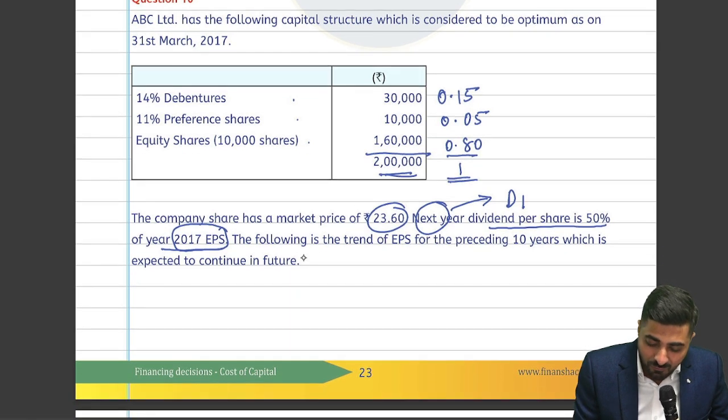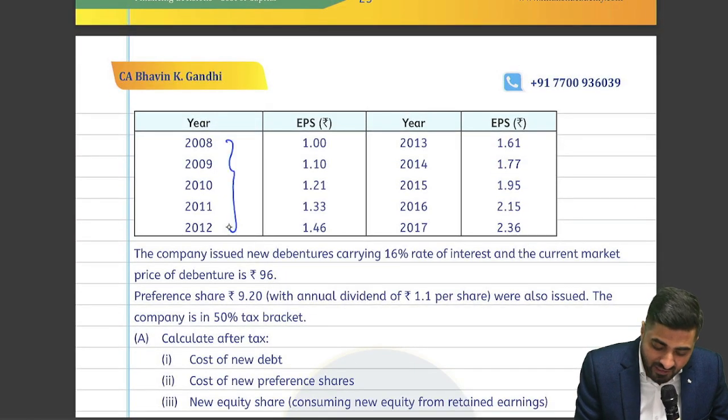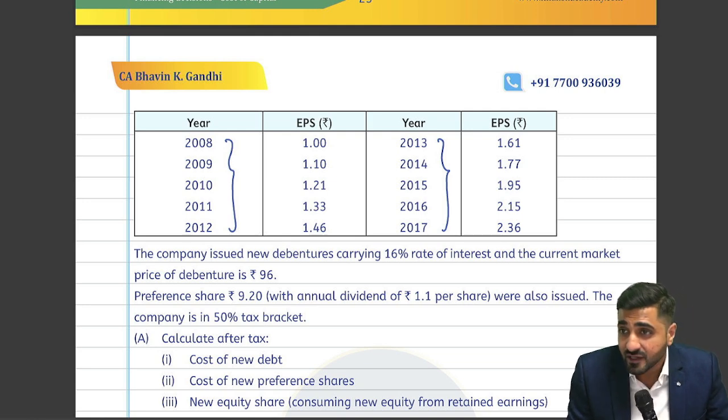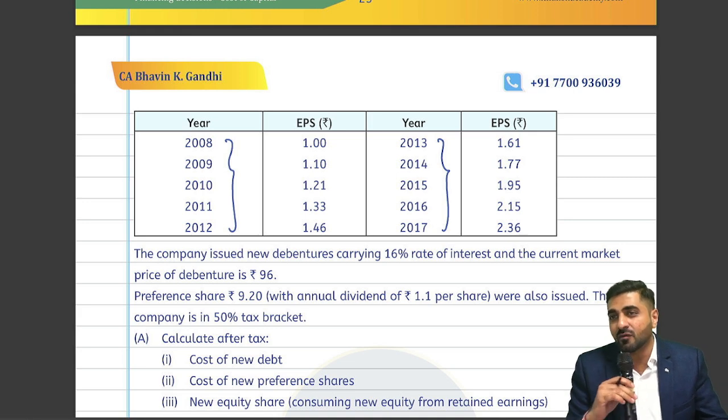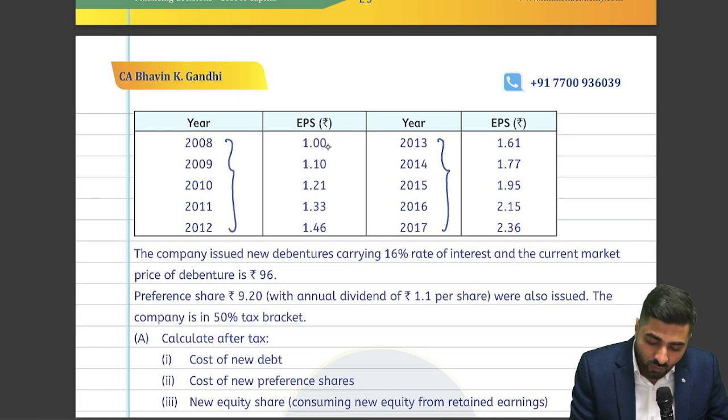Then the following is the trend of the EPS for the preceding 10 years. Can you all just check that there are 10 years of EPS given to you? Come on, yes or no? Yes, sir. Look at it and roughly tell me what the growth is. 10%. Yes? 1.1, so that's 10%. So also 10%. And so on. What is the growth rate, beta? 10%.